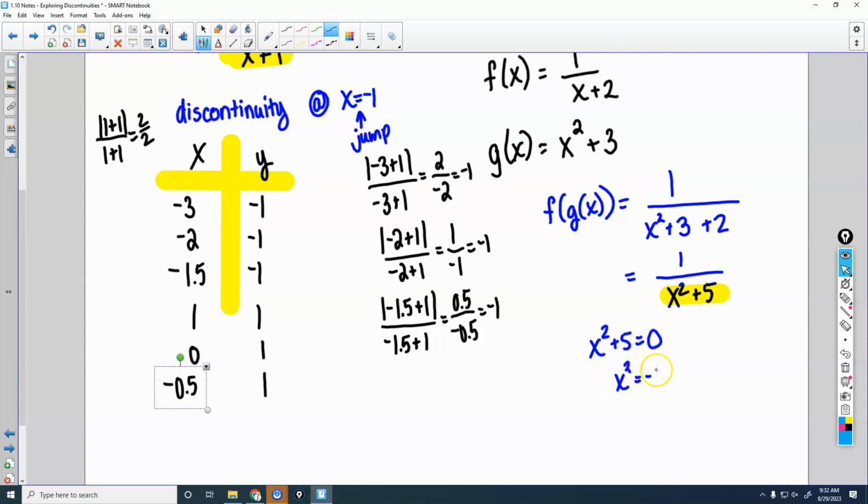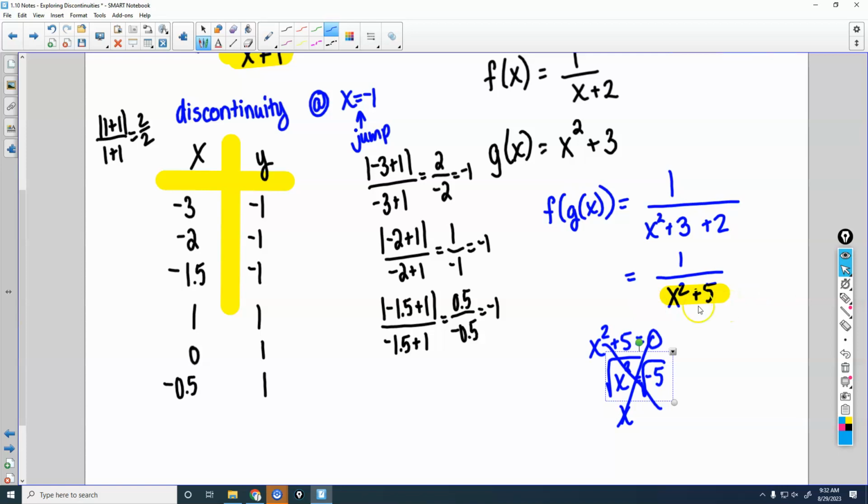X squared is going to equal negative 5. You get rid of that. Oh, what's the matter with that? Yeah, negative under the square root. That's an imaginary number, right? So while we can solve it, we don't get a real number for that. And when you're talking about graphs, graphs are only showing your real numbers, right? If we have an imaginary number, it's not going to show on the graph. So that's not really giving us anything because we got that negative under the square root. Is it possible for the denominator to be 0?